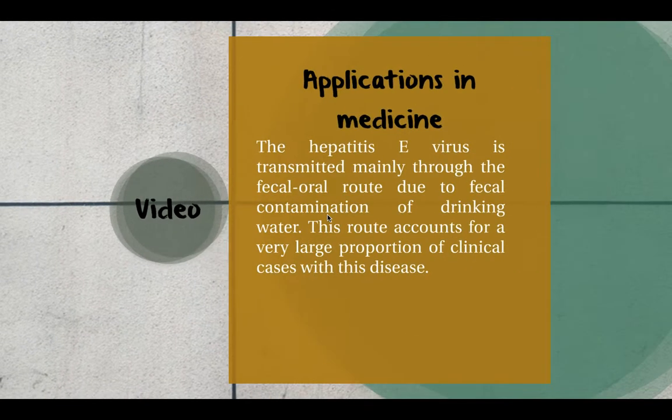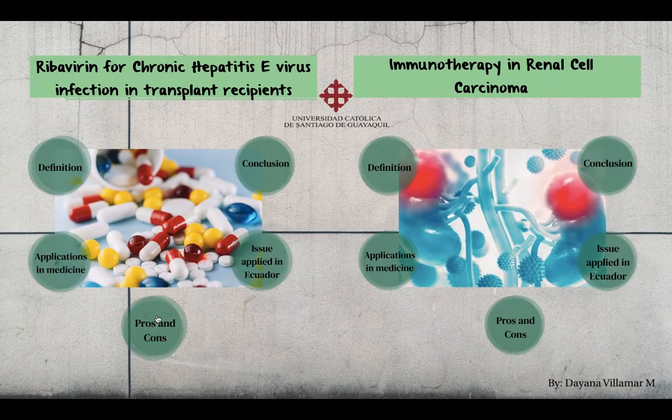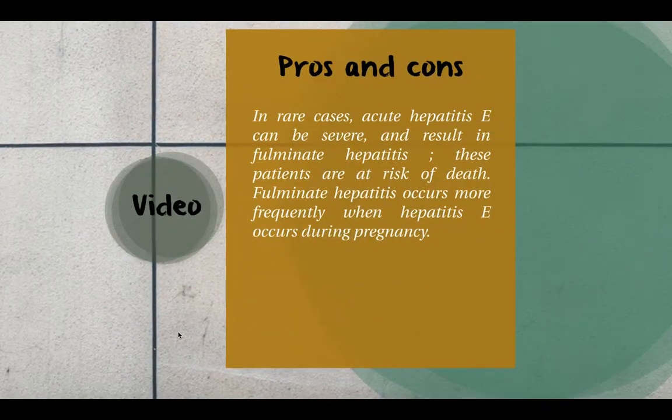Pros and cons. In rare cases, acute hepatitis E can be severe and result in fulminant hepatitis. These patients are at risk of death. Fulminant hepatitis occurs more frequently when hepatitis E occurs during pregnancy.